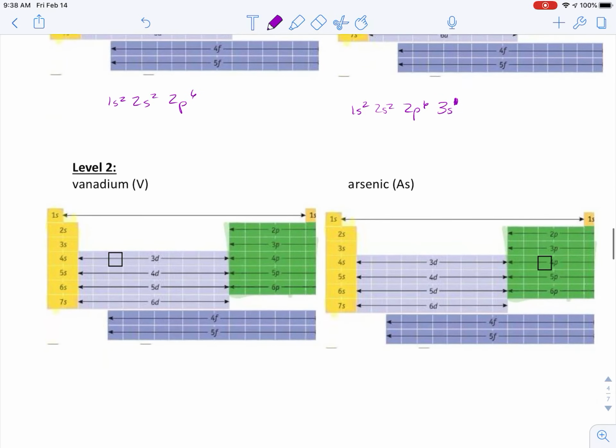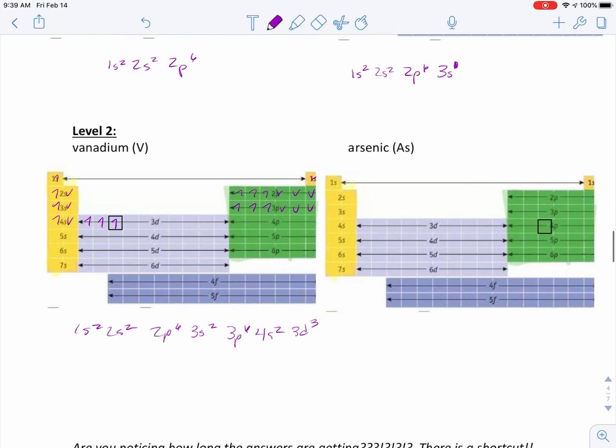Now we've got vanadium. So 1s2, we've got our 2s2, we've got our 2p6. We have our 3s2, we have our 3p6. We have our 4s2. Then we have 1, 2, 3, 3d3.